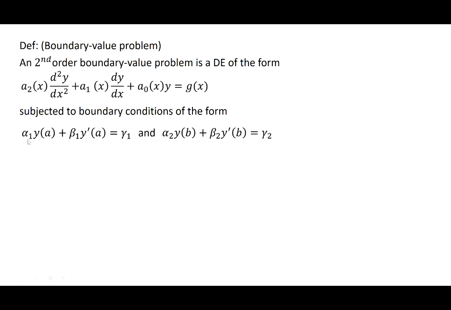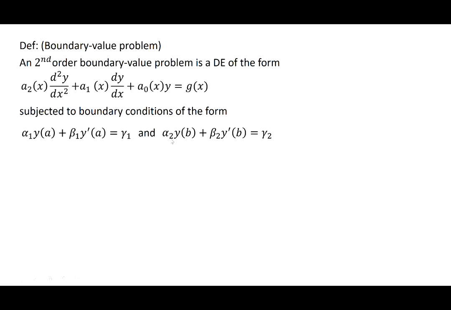For example, this could very well look like 2 times y of 1 plus 3 times y prime of 1 is equal to 4. Right? 2 times y of 1 plus 3 times y prime of 1. The 1 must be the same. You are stating both the conditions at the same place. Should equal some number, 4.